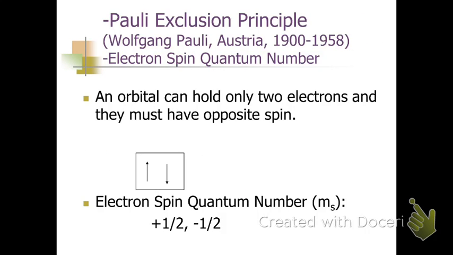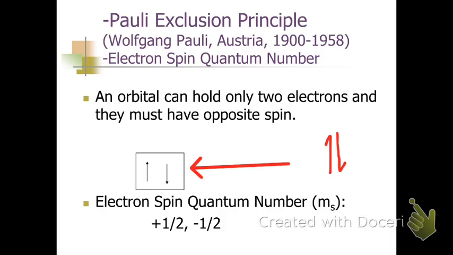Now, we're going to talk about the Pauli Exclusion Principle. This is essentially about the electron spin quantum number, and the two rules are really simple. An orbital can hold only 2 electrons, so you can only have 2 electrons per orbital, and they must have opposite spin. We show opposite spin by showing 2 electrons, one with an up and one with a down arrow.